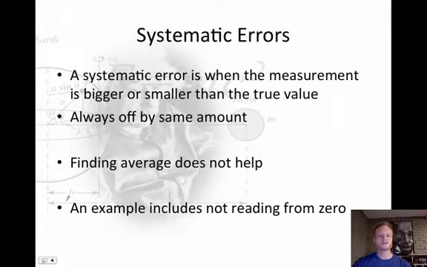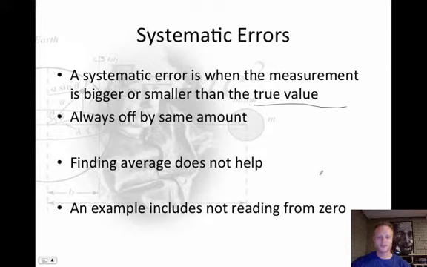The second type of error is called systematic error. A systematic error is when the measurement is bigger or smaller than the true value, so it's always off by the same amount. The true value is something that I typically will give you, and a systematic error is when the device itself is not providing a correct measurement. A good example of this would be not reading from 0.